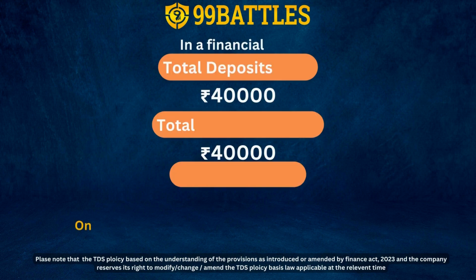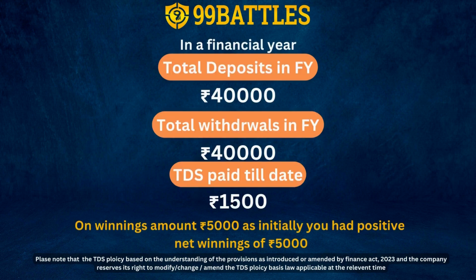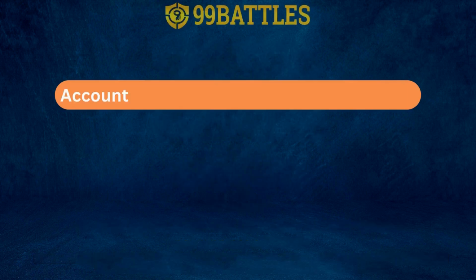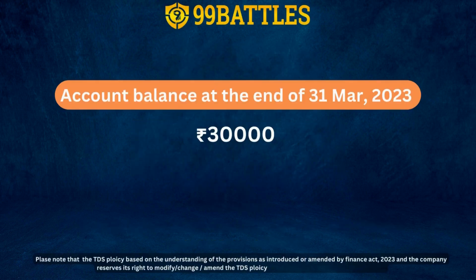For example, assume in a financial year your total deposits in the financial year is Rupees 40,000. Total withdrawal in the financial year is Rupees 40,000. TDS paid till the date on winning amount of Rupees 5,000, as initially you had positive winning of Rupees 5,000, is Rupees 1,500. Account balance at the end of 31st March 2023 is Rupees 30,000.